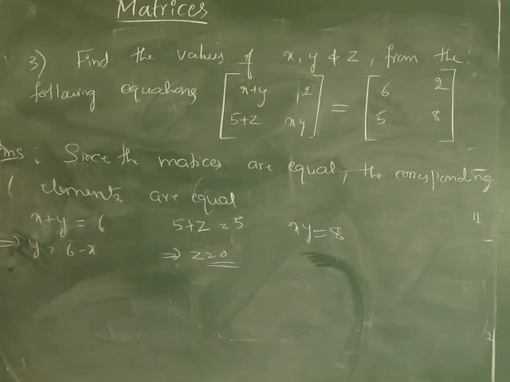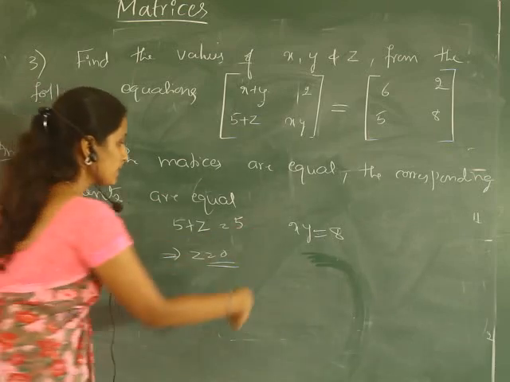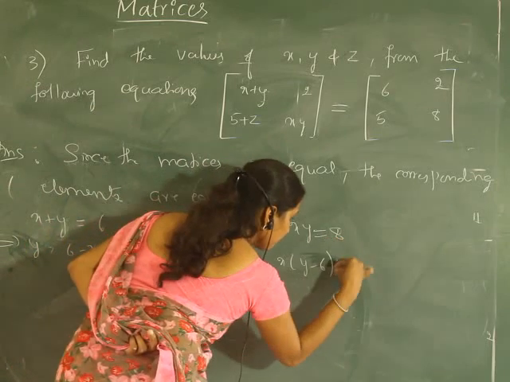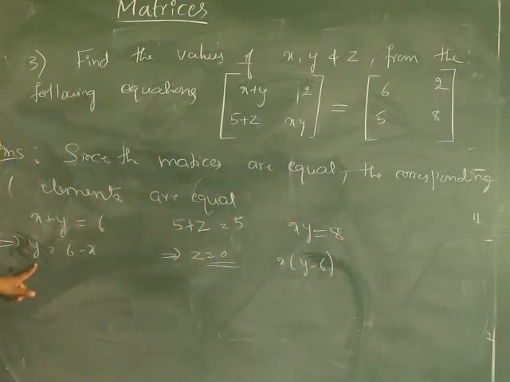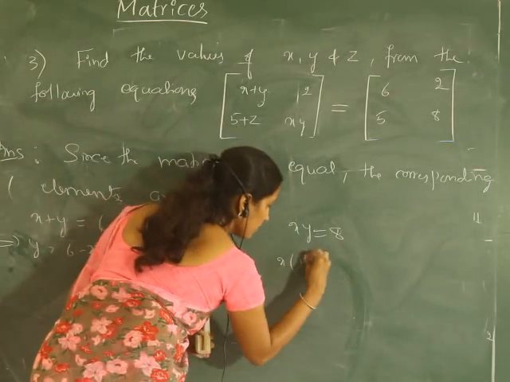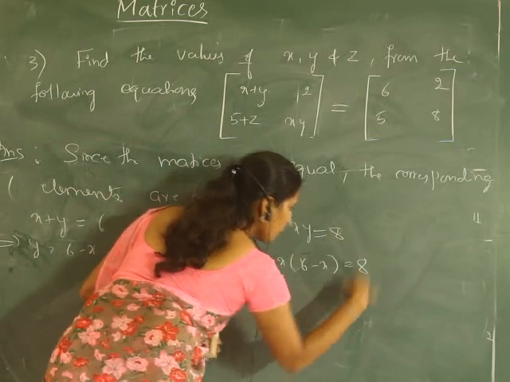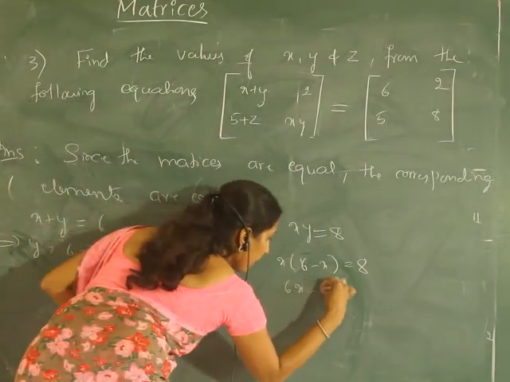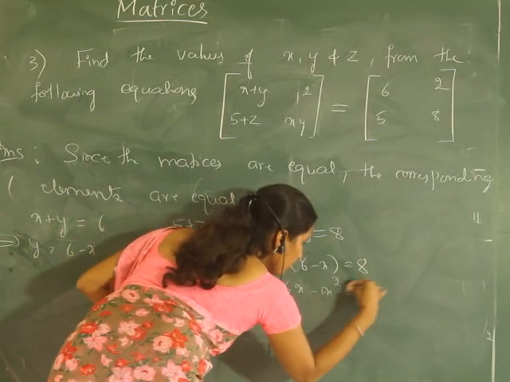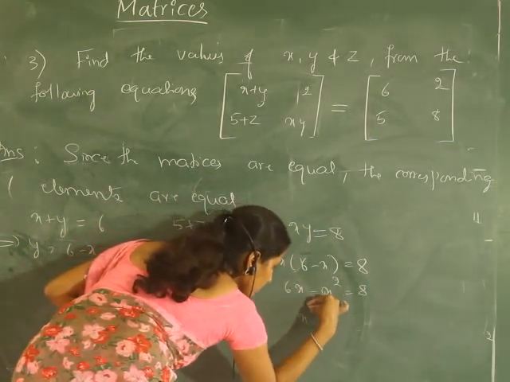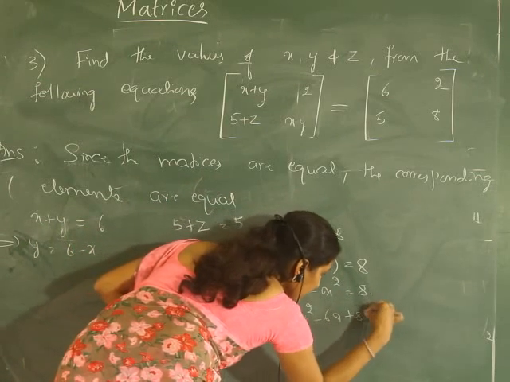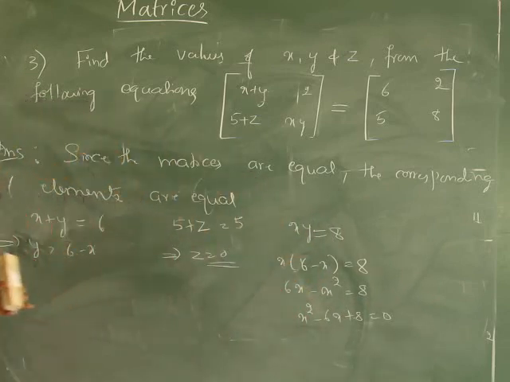Now substitute y is equal to 6 minus x in this equation. Writing y as 6 minus x, we get x times (6 minus x) is equal to 8. So we are getting the equation 6x minus x square is equal to 8. The equation will be x square minus 6x plus 8 equal to 0. So it's a quadratic equation.